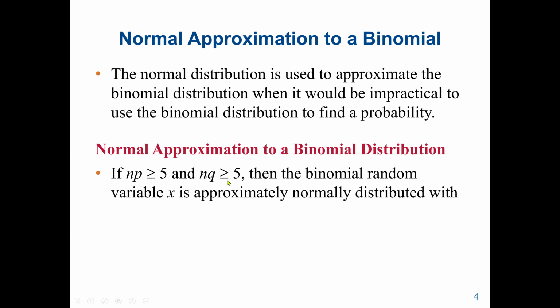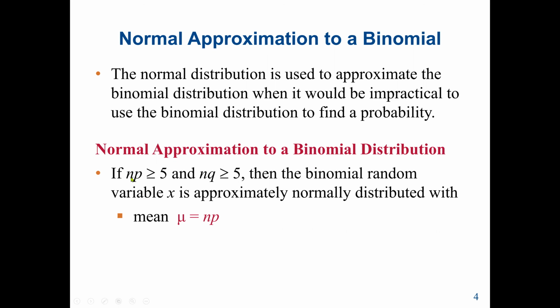Some textbooks tell us that npq should be greater than or equal to 5, while others say np is greater than or equal to 5 and nq is greater than or equal to 5. Both work the same way because everything depends on the sample. This condition tells us that when the sample size is big enough, we can do the normal approximation to the binomial distribution. When the sample size is very small, we cannot.